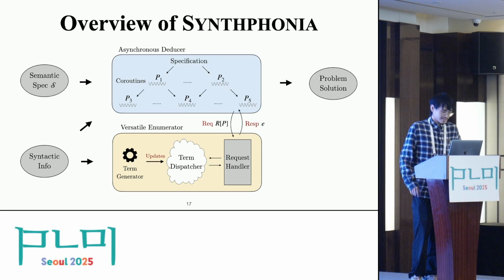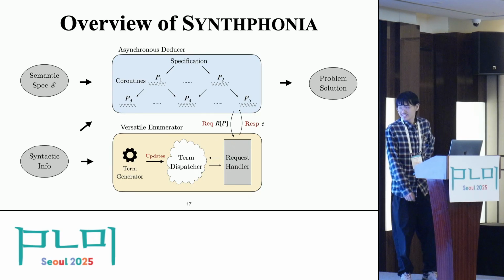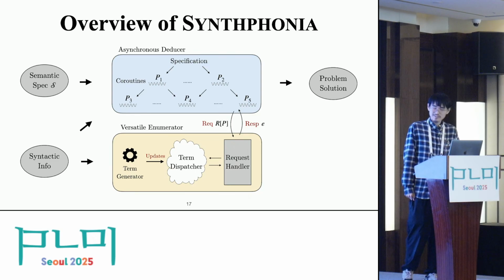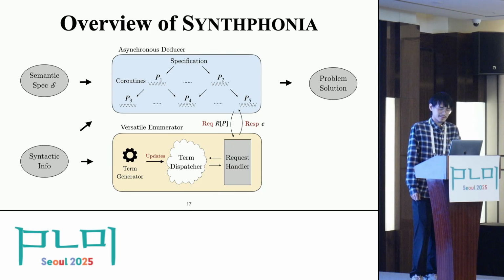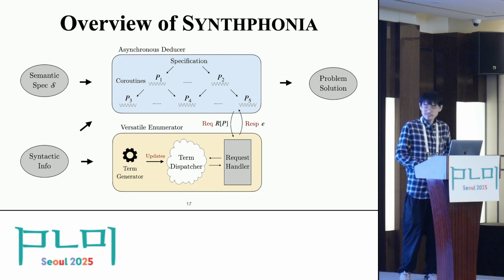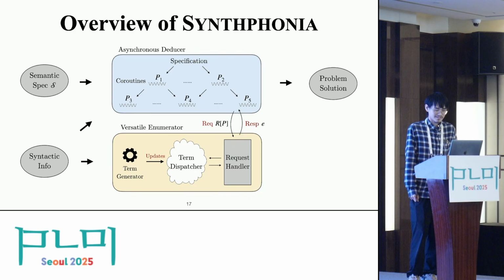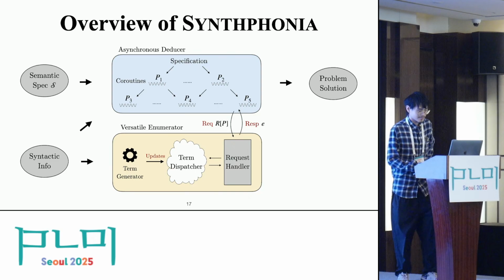Then we show the entire architecture of our solver. Our architecture consists of an asynchronous deducer, which considers each deduction asynchronously with some communication with the enumerator, and a versatile enumerator, which allows multiple requests from the deducer simultaneously with a single enumeration. It's also worth noting that to do this, we need a special data structure called the term dispatcher. For this part, if interested, you can refer to our paper.